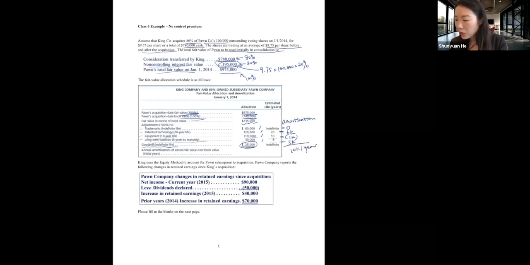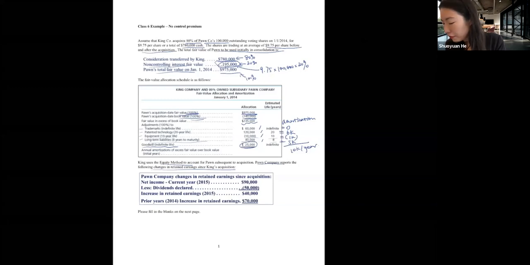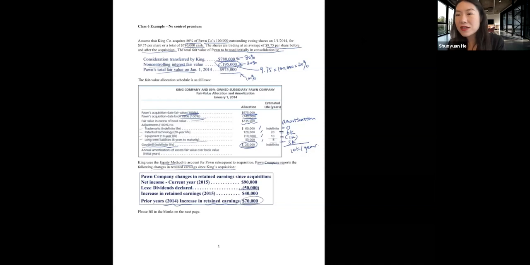And then we also know Pound can use the equity method and report the following change in retained earnings. In the year 2014, the increase in retained earnings is 70,000. So why would retained earnings increase? It is basically the difference between net income and dividend. And in the year 2015, net income is 90,000, dividend is 50,000. So the increase in retained earnings is 40,000.